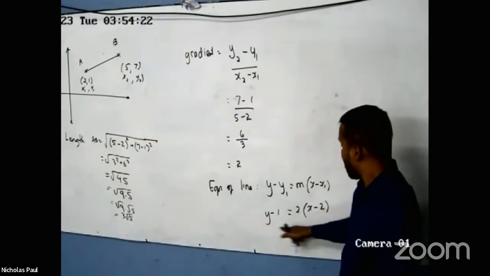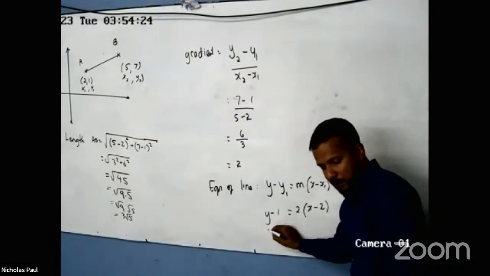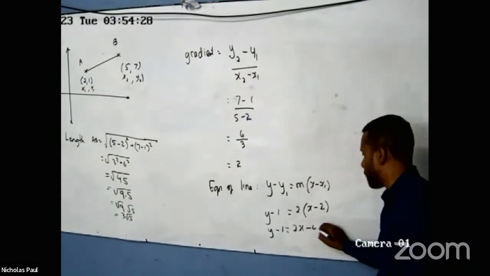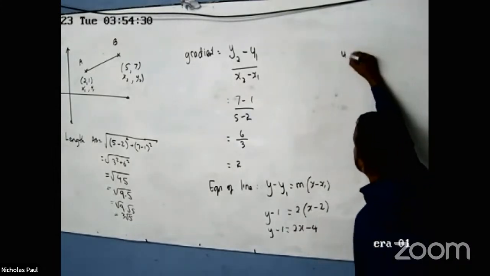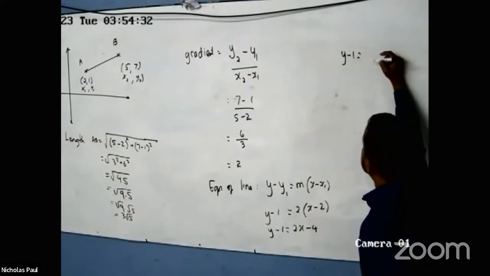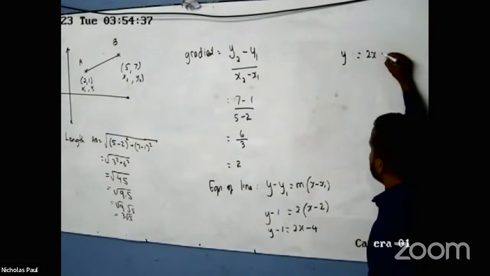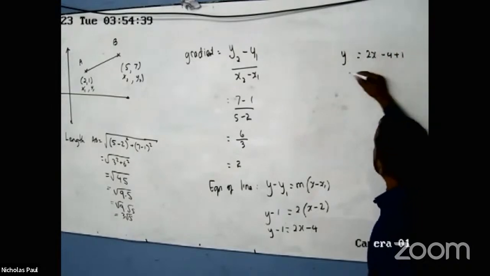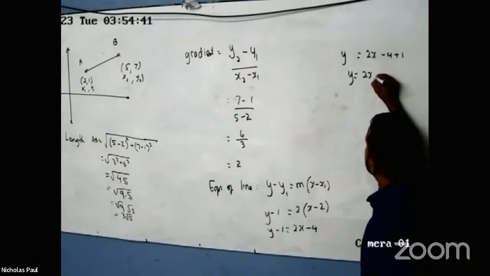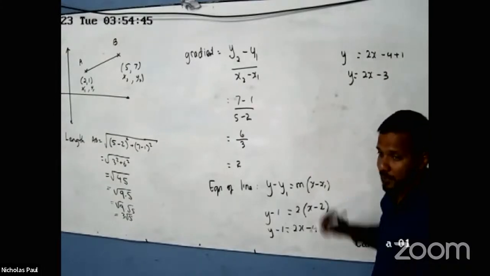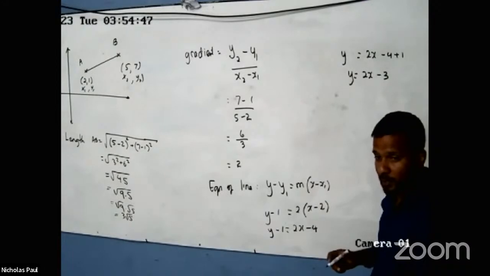Multiply it out. You'll get y minus 1 is 2x minus 4. Sorry, I'm carrying across the minus 1, right? You'll get y is 2x minus 4 plus 1. Y is equal to 2x minus 2. This is the equation of the line. Are you okay with that?